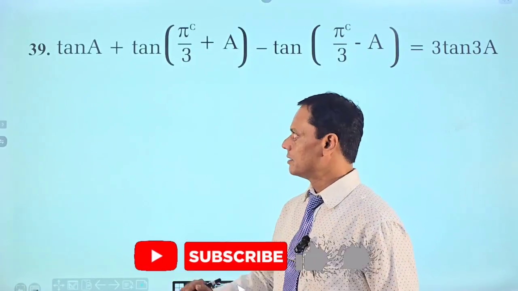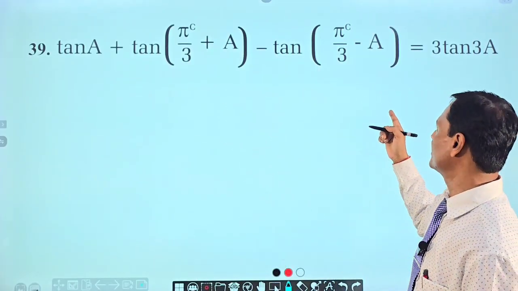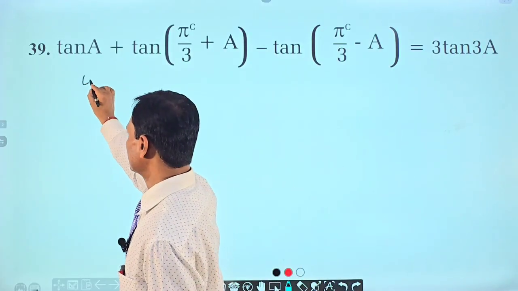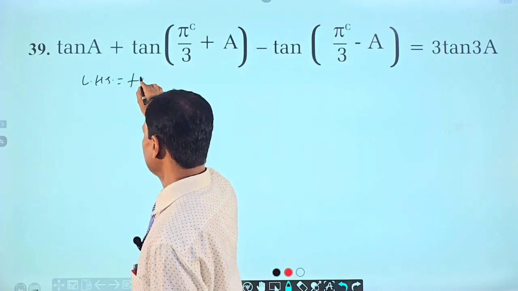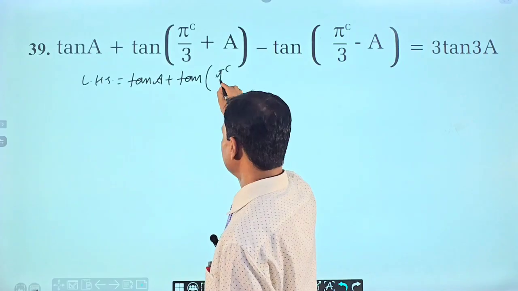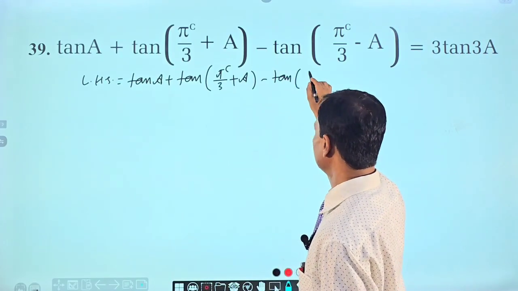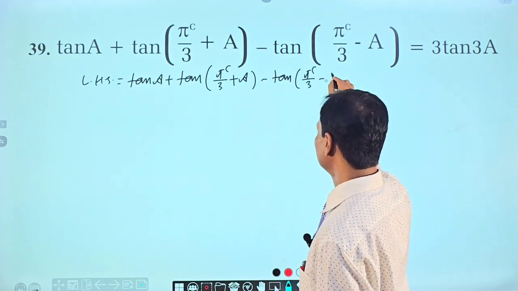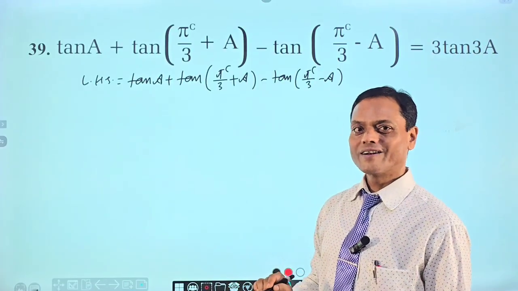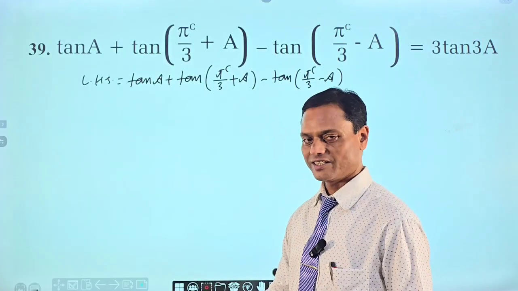Identity number 39. Tan A plus tan of pi divided by 3 plus A, minus tan of pi divided by 3 minus A, equals tan 3A. We have to choose the left hand side. So the left hand side is tan A plus tan of pi radian over 3 plus A, minus tan of pi radian over 3 minus A, isn't it? Pi radian means 180 degree, and 180 degree by 3 means 60 degree.